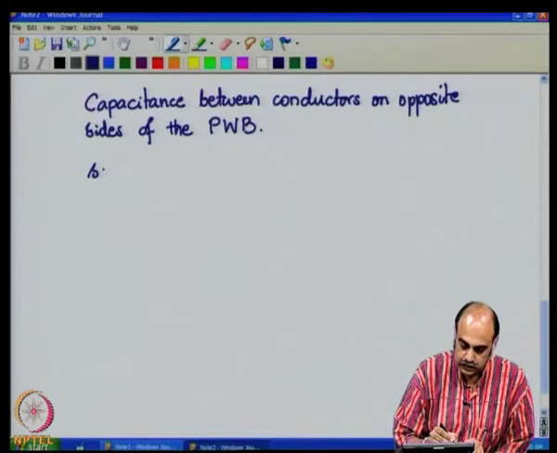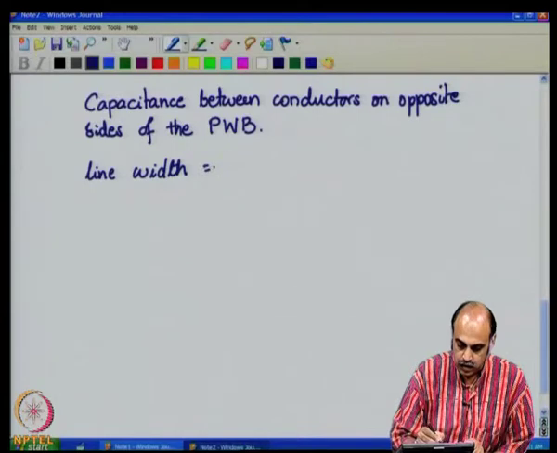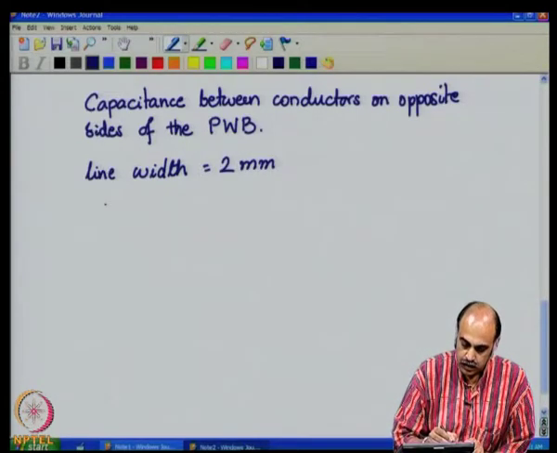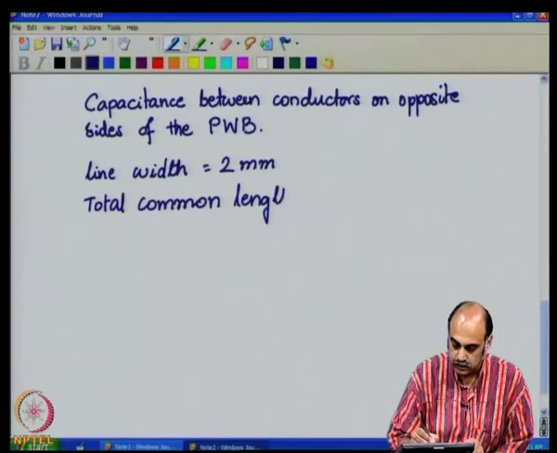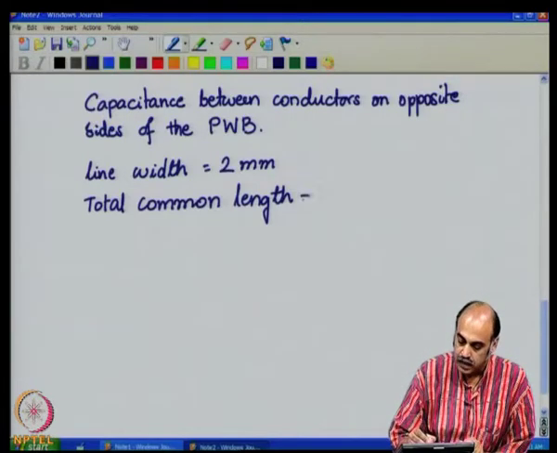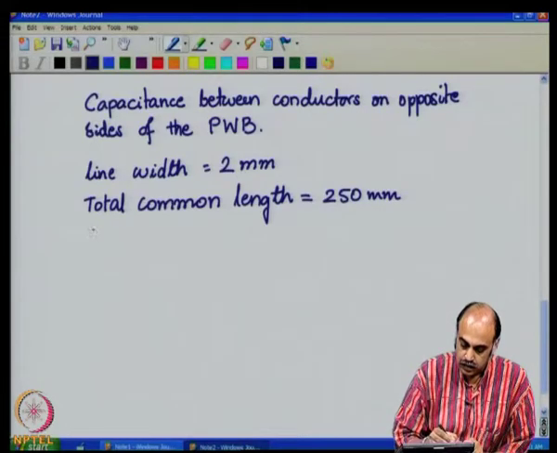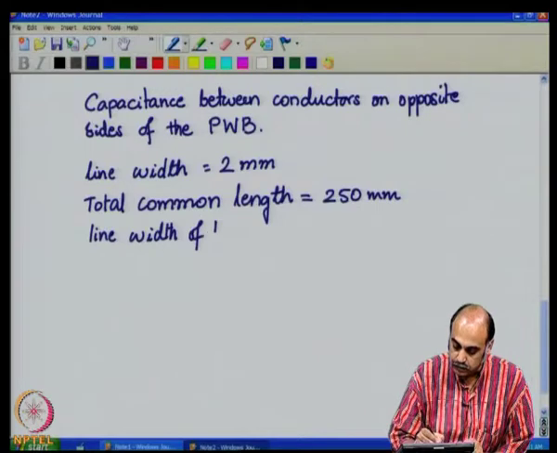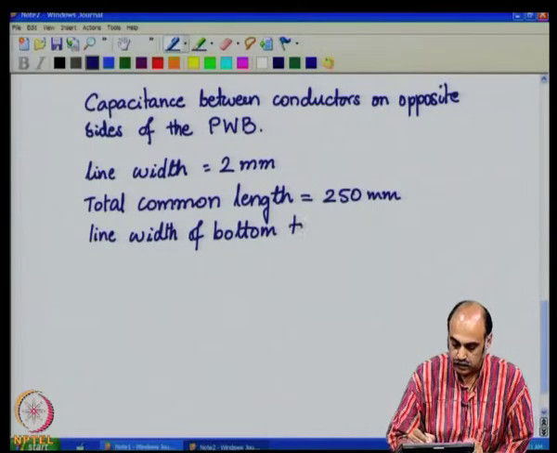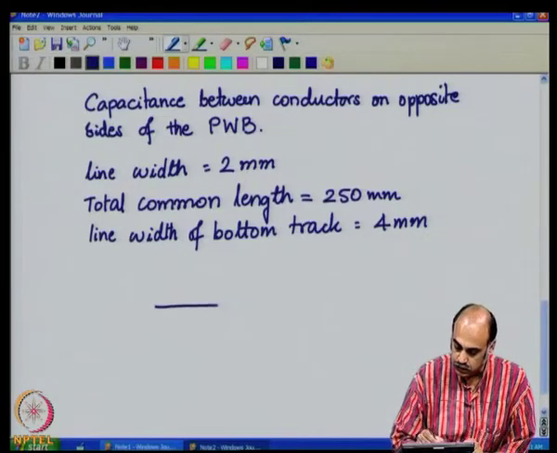Let us say that the two tracks have a line width of 2 mm, and a total common length, that is, the upper and the bottom track have a common length of around 250 mm, as an example, and the line width of the bottom track is 4 mm. So, let us say this is our situation, which would look something like this.